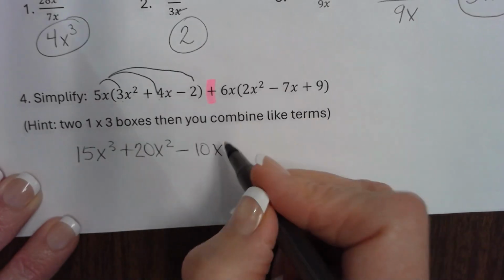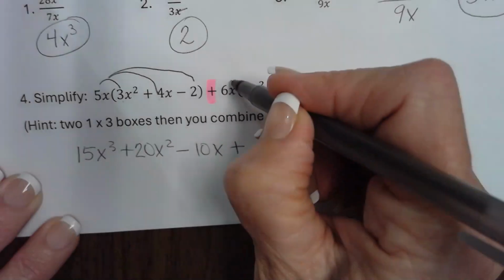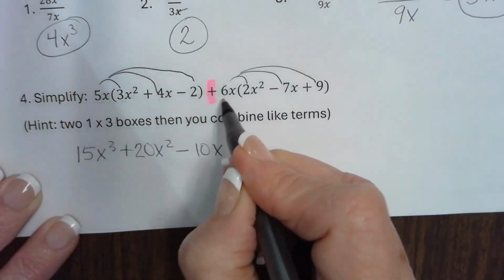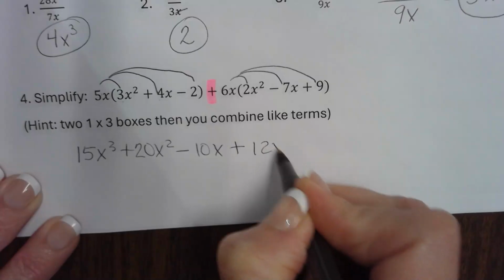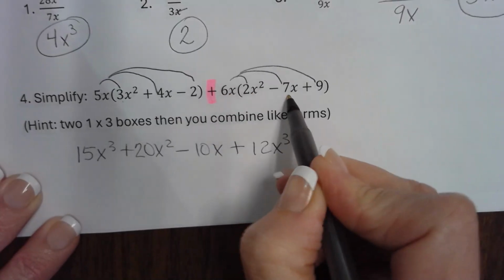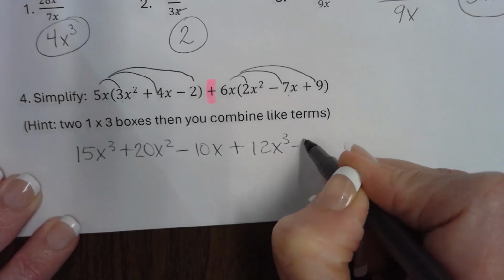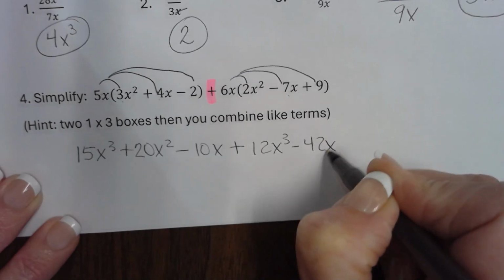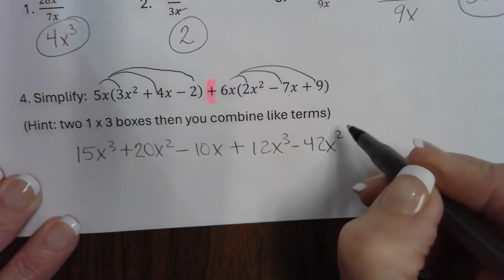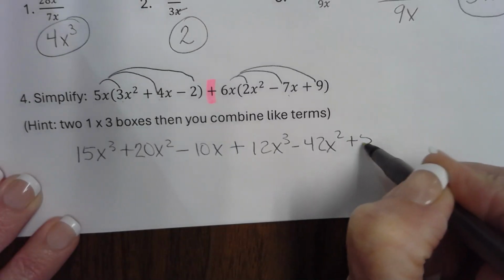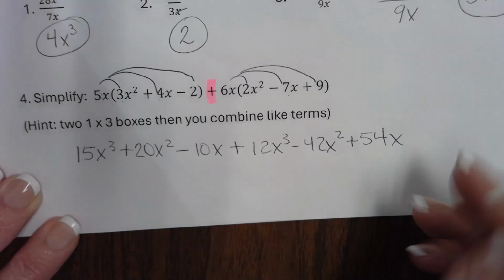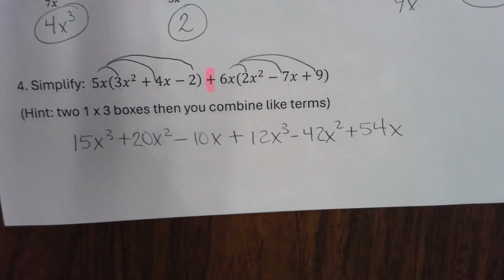Okay, I'm just going to go ahead and bring my plus sign down. When I distribute here to the first term, I get 12x cubed. When I distribute to the second term, I get negative 42x squared. And when I distribute to the third term, I get a positive 54x. Question on that first step of distributing?